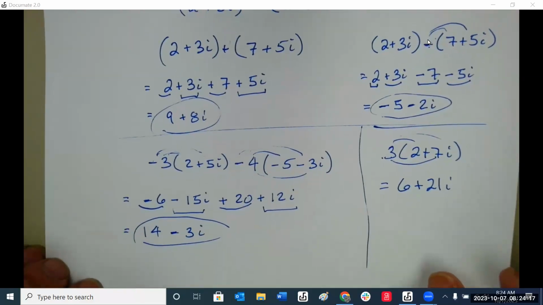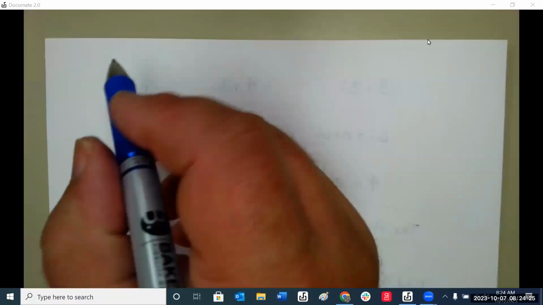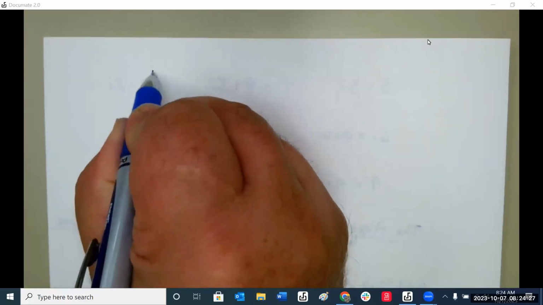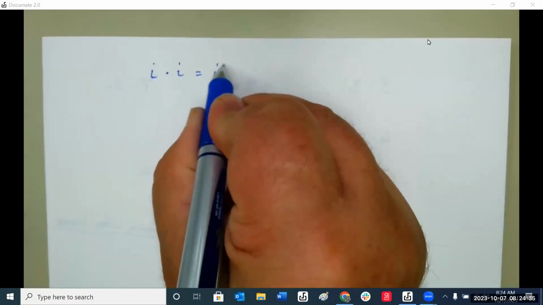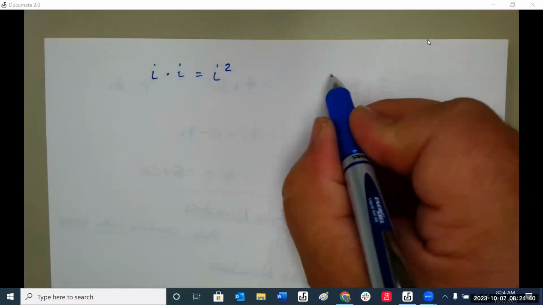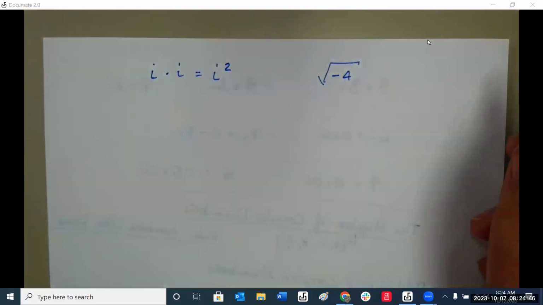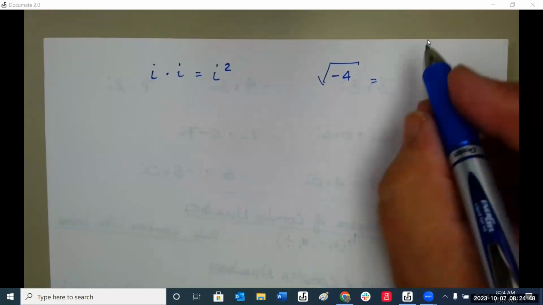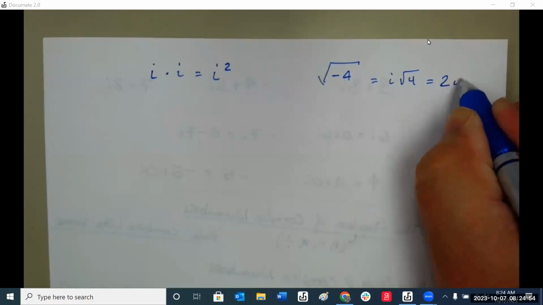Now, the multiplication and division is a different story, because to multiply, whenever you multiply i's, you get i squared. Remember, when we had square root of negative 4, we got i radical 4, which became 2i.